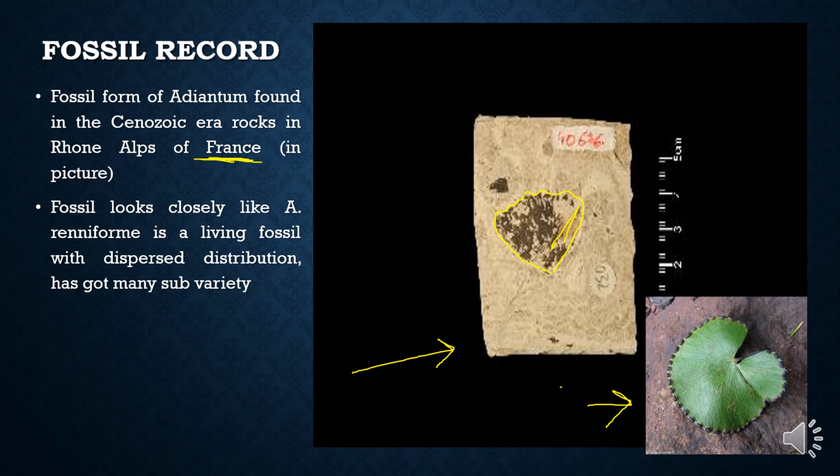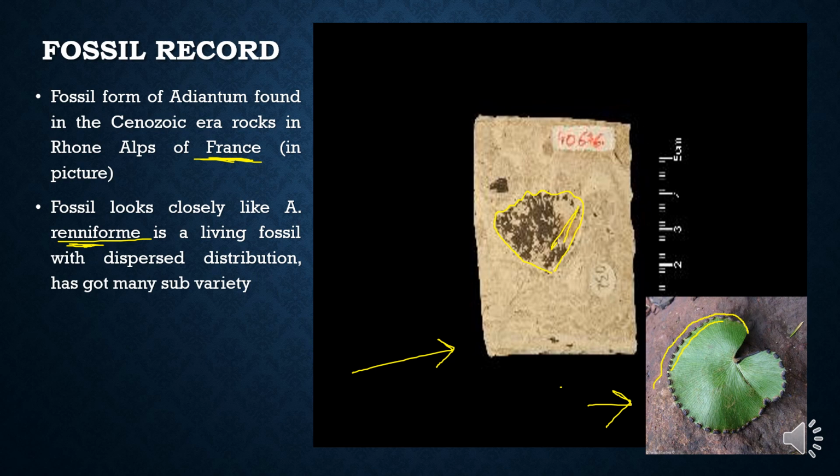Now this is the leaf of Adiantum reniforme. Here we see the fan shaped leaf of Adiantum reniforme with all the sporangia in a row along the margin of the leaf. These are the sporiferous regions, and each region has the sporangia, found in a line along the leaf. We see that these two leaves are very much similar. So this Adiantum fossil is very close to the living fossil Adiantum reniforme.